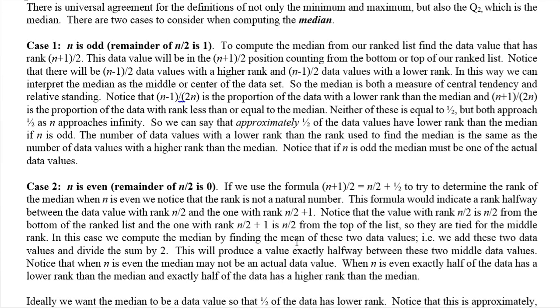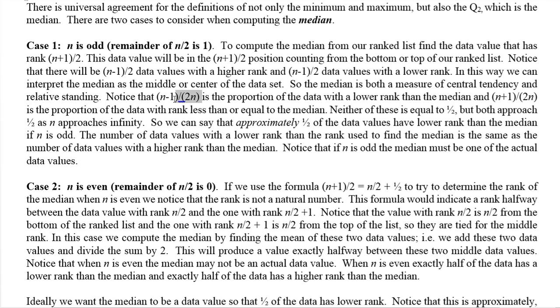Okay, so in this sense, the median is the middle, so it's a measure of central tendency, but it's definitely also a measure of relative standing because approximately half of the data is below it. Now, actually, it's not exactly half below it. It's actually (n minus 1) over 2n that is the proportion of data below the median, and (n plus 1) over 2n is the proportion that's above, that has a higher rank than the median.